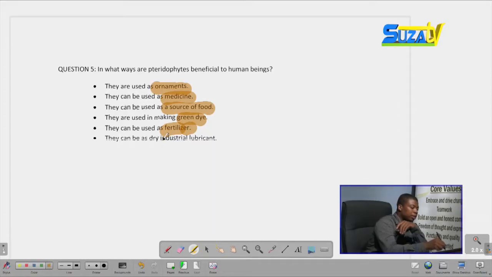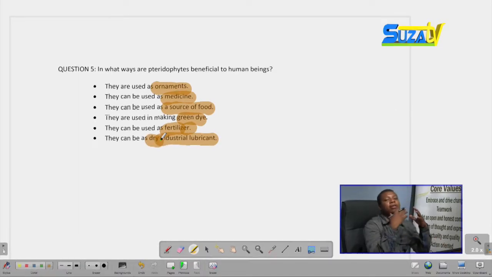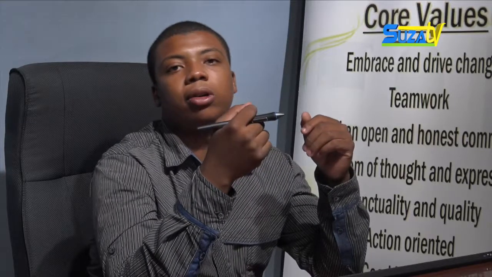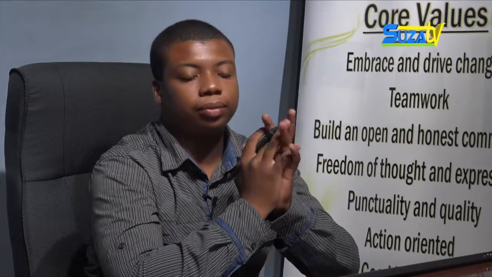Also, they can be used as a dry industrial lubricant. Members of division Pteridophyta, mostly the ferns, can be used as a dry industrial lubricant, as the spores are very dry, but they can help in lubrication. They produce no oil for lubrication, so they can be used as lubricants.